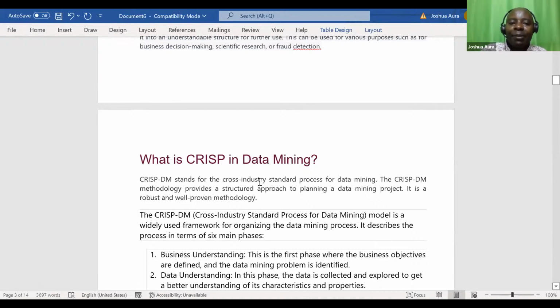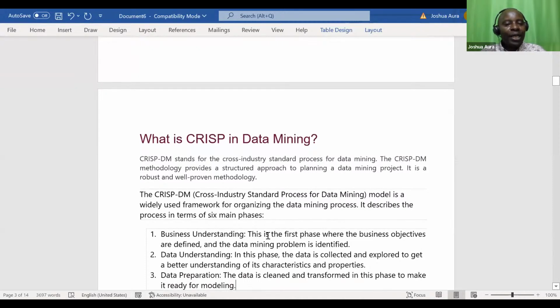The CRISP-DM methodology provides a structured approach to planning a data mining project. It is a robust and well-proven methodology. The CRISP-DM model is a widely used framework for organizing the data mining process. It describes the process in terms of 6 main phases.